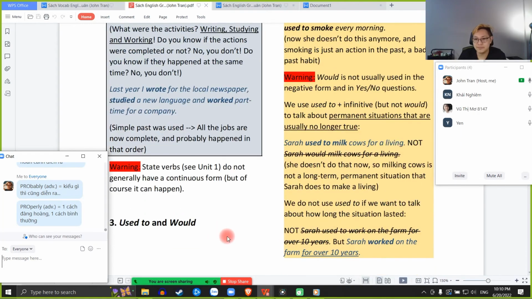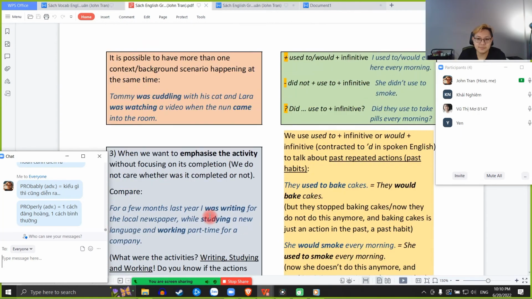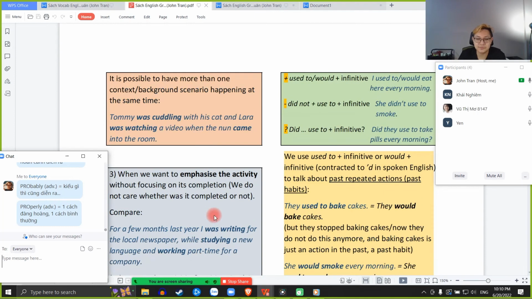Ok, dạng used to và dạng would nè. Ok, Mer please. Used to and would. We use used to plus infinitive or would plus infinitive. Can you read the formula too? Đọc cái formula công thức đi, please. Positive sentence, used to or would plus infinitive.